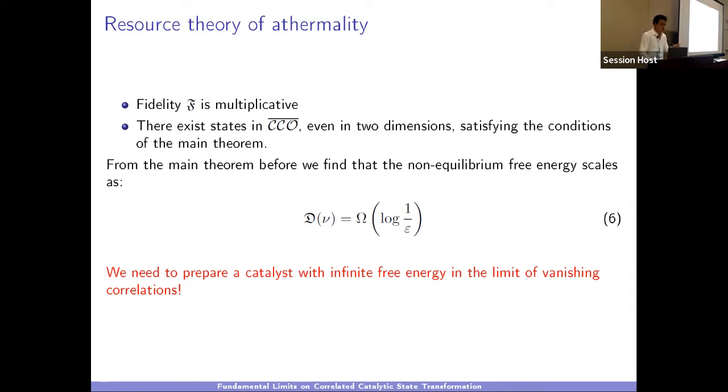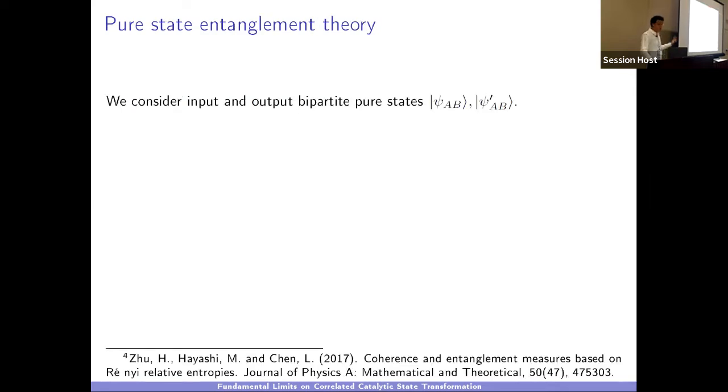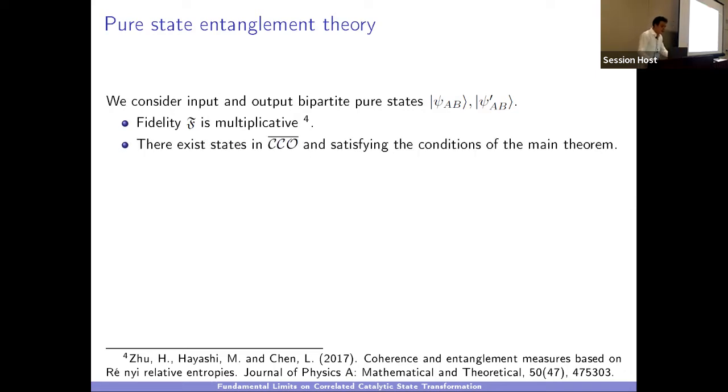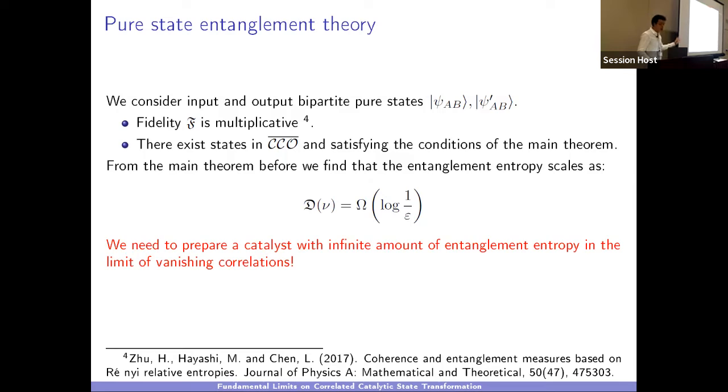So the free energy of the catalyst, we would need to prepare a catalyst with infinite free energy as the correlation goes to 0. Then pure state entanglement theory, here we consider output bipartite pure states, essentially because we have the multiplicative results for the fidelity only for pure states, which is a condition of our theorem. And then we can show that there are these states, and so we can actually state our theorem, and so our theorem doesn't apply to an empty set, basically. And in this case, the entanglement entropy has this logarithmic divergence with the correlation.